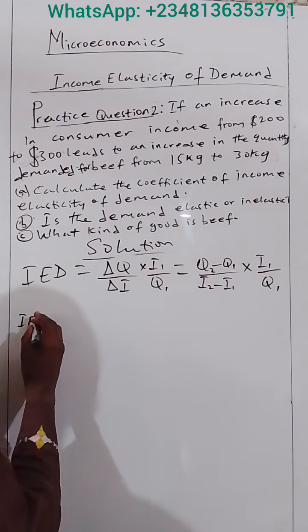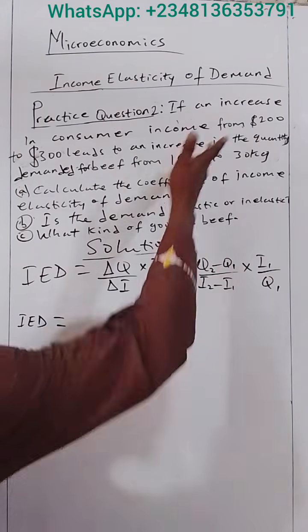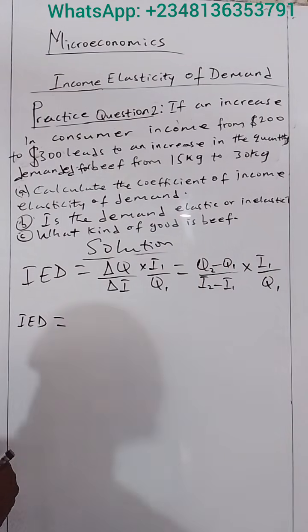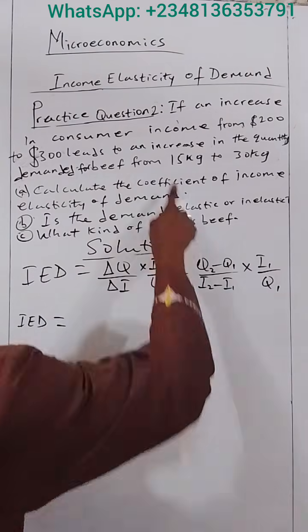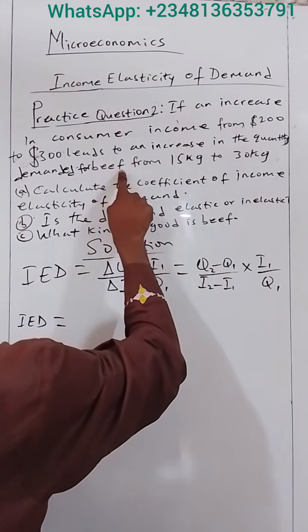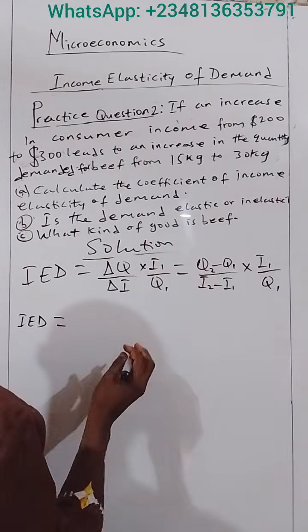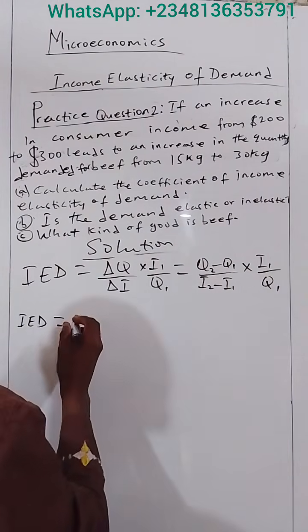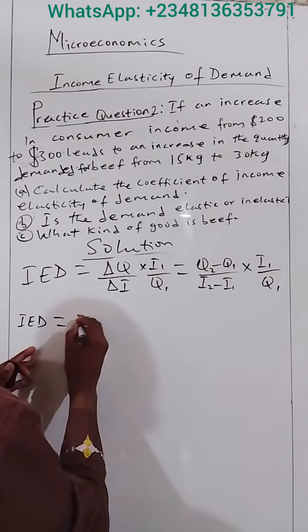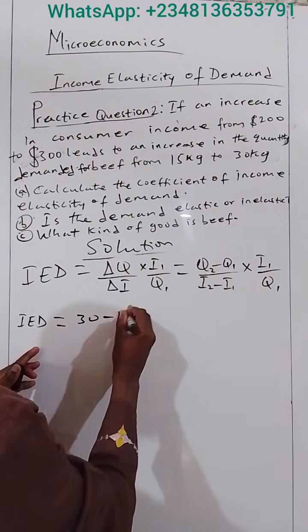Therefore, income elasticity of demand is equal to Q2 minus Q1. In this question, what is the new Q? That is the new quantity demanded. You say there's an increase in the quantity demanded for beef from 15 kg to 30 kg. So 30 kg is the new quantity demanded. Therefore, our Q2 here is 30 minus the Q1, which is the initial 15.